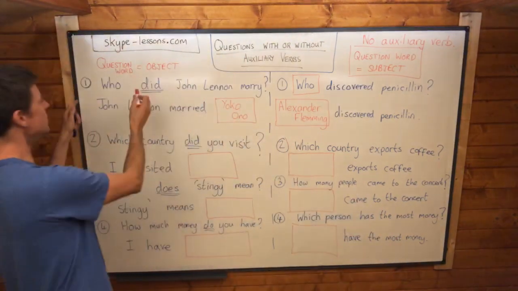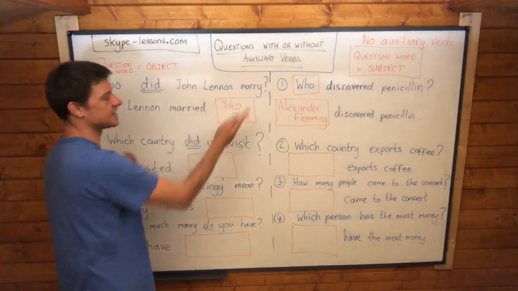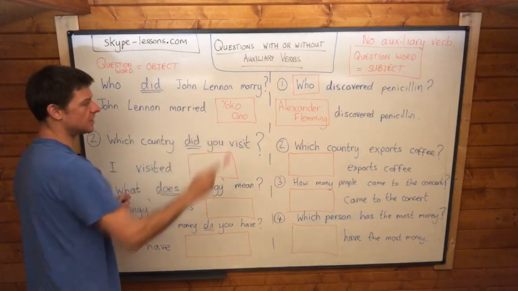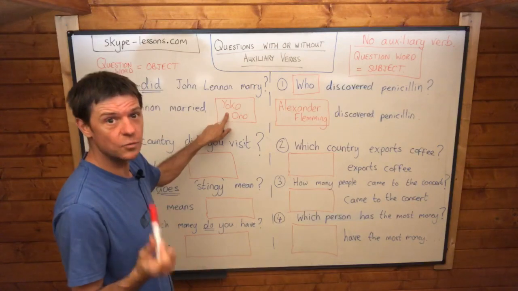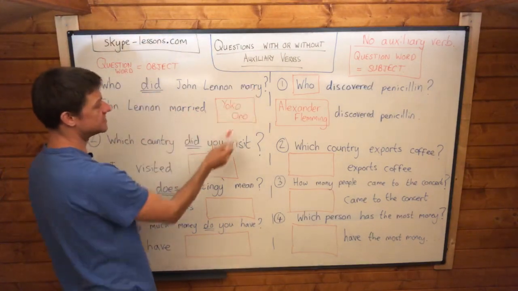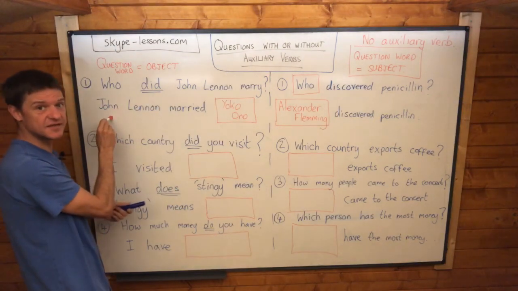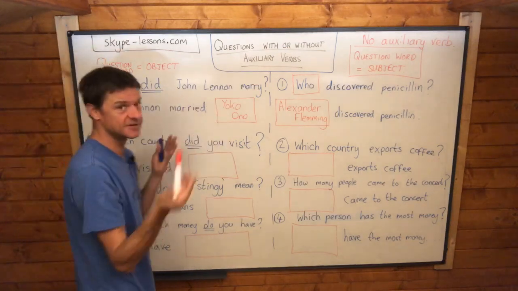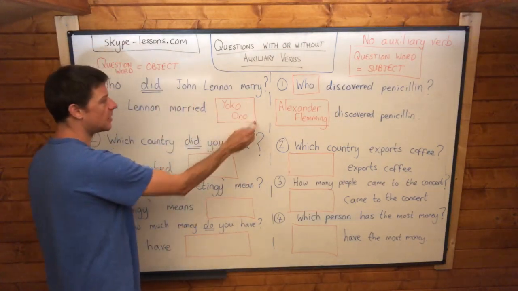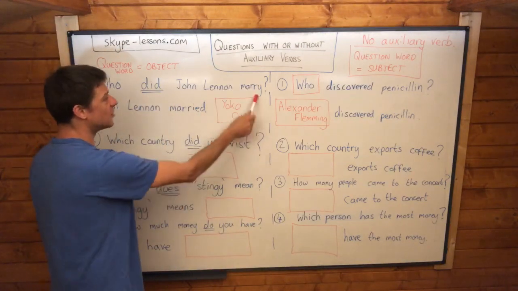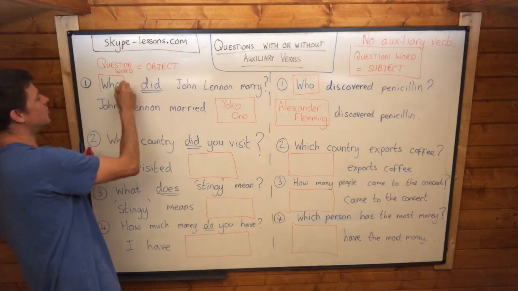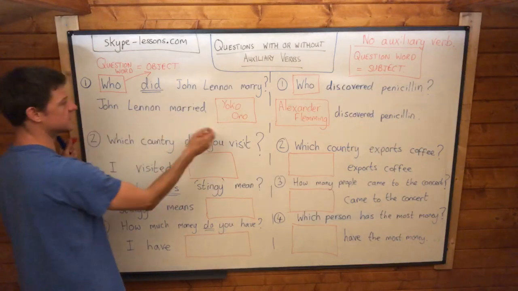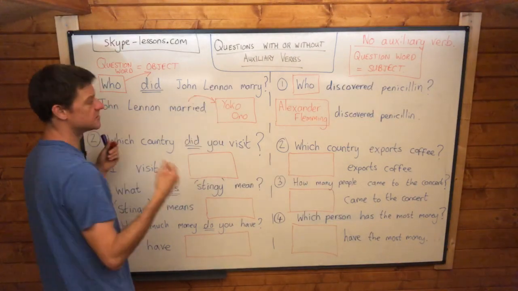Well, look at this question. Who did John Lennon marry? Let's answer this question. John Lennon married Yoko Ono. Now, this is the name of John Lennon's wife. Notice that the answer to the question is not at the beginning of the sentence. It's not the subject of the verb marry. It's not John Lennon. John Lennon is not who John Lennon married. John Lennon married Yoko Ono. So the answer to this question is the object. And that's how we know that the question word who is the object. It's the object because when we answer the question, it's the object of the verb marry. Yoko Ono is the object.